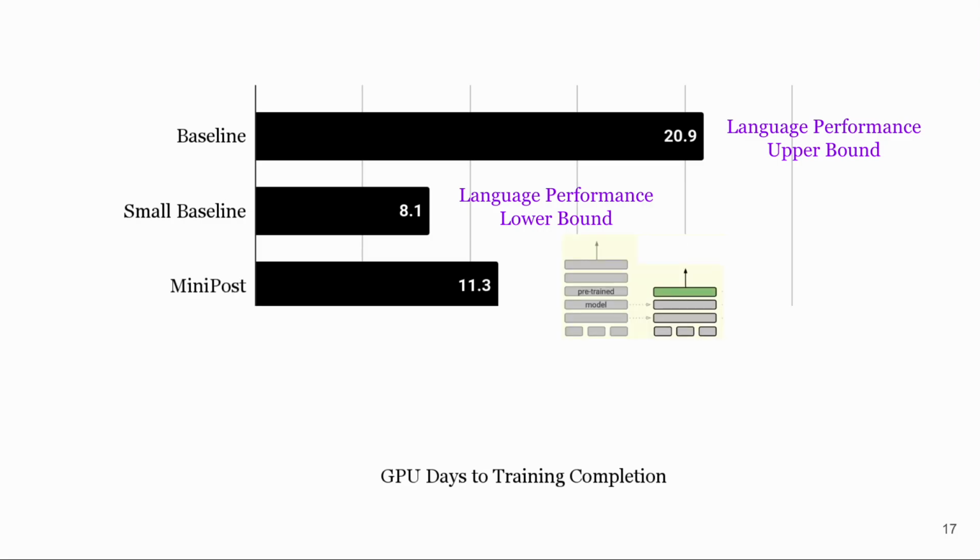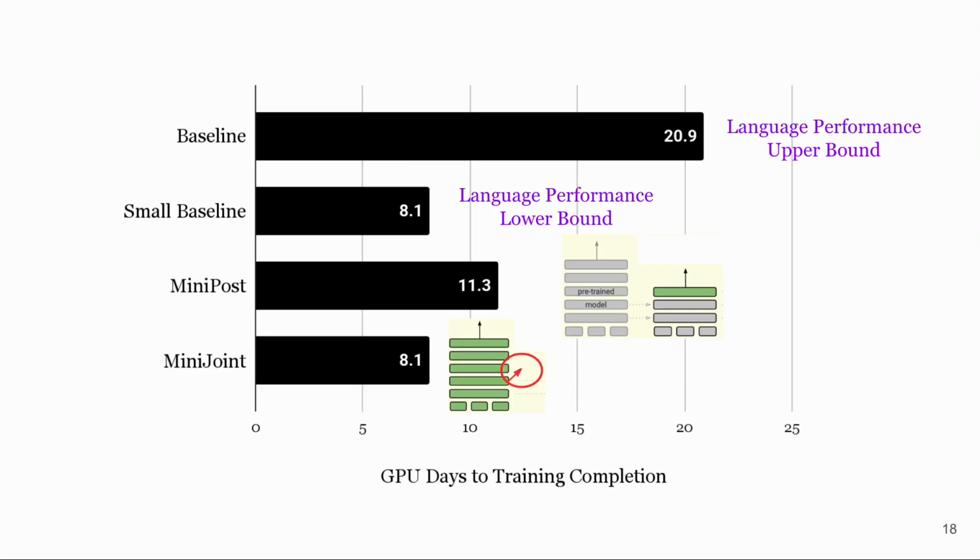MiniPost takes about 11.3 GPU days to train to completion, and MiniJoint takes about 8.1 days. You'll notice that MiniJoint uses the same amount of computation as the small baseline. This was done intentionally because the goal here is that we want to see, using the same amount of computation, but a different architecture that we've chosen for MiniJoint, how much better can we get than the standard baseline? So when you look at the results in the next few slides, I want you to focus on the difference between the small baseline and MiniJoint, because these use the same amount of flops, but MiniJoint has had an architectural change. And then I also want you to observe how close we can get to the full baseline performance using our mini model adaptation methods.